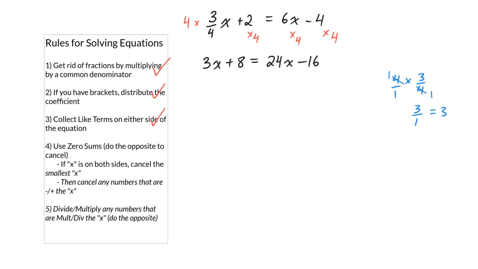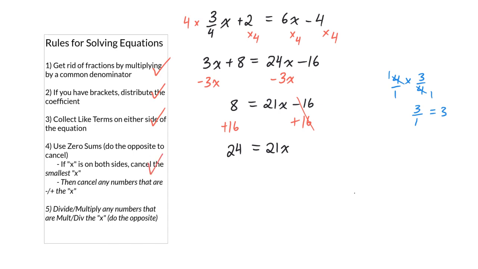First, I cancel the smallest x. Well, the left side has 3x, the right side has 24x, so I'm going to cancel the smaller one. Then I move on to canceling numbers that are adding or subtracting the x. So this means I'm going to add 16 so that it gets canceled on that right side. And now I'm done with my zero sums.